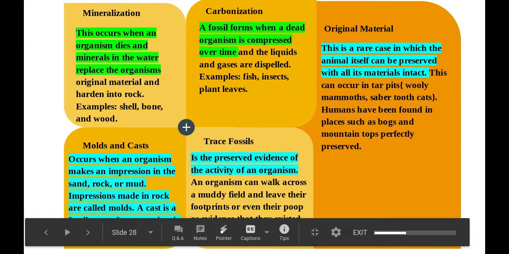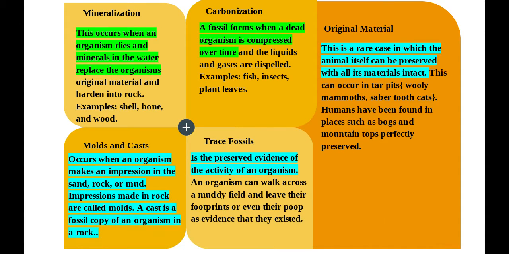And so now we're going to talk about the types of fossils and different other things that can happen. So the types of fossil formations. The first one you have is mineralization.